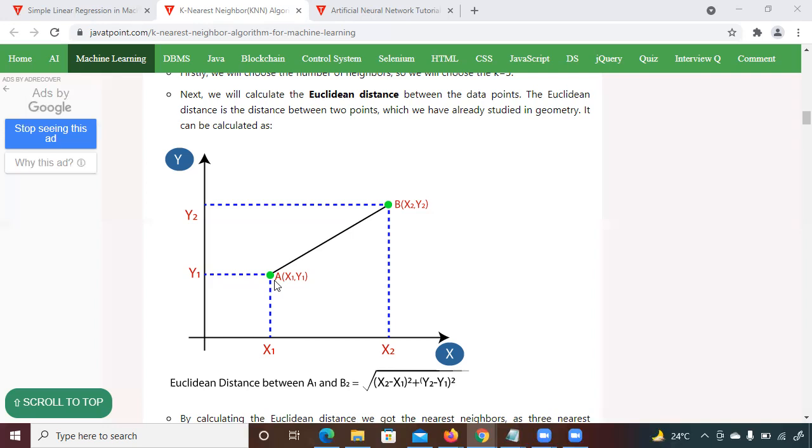X1, y1 means with respect to the x axis where this data point is lying, and with respect to the y axis where this data point is lying. Okay, Geeta, Urmila, is it clear to you? Yes, Amit. Okay. So this x1, y1 tells you, suppose we have one graph, okay?